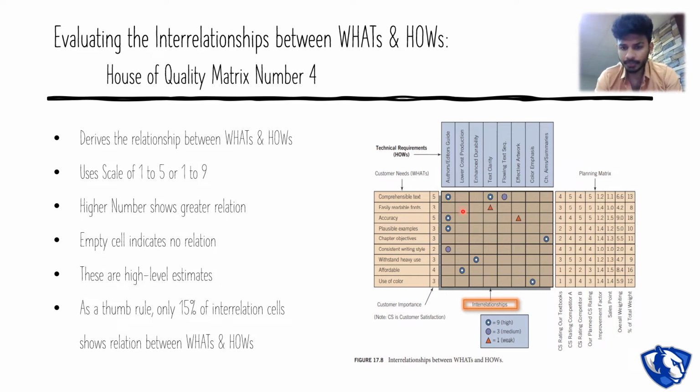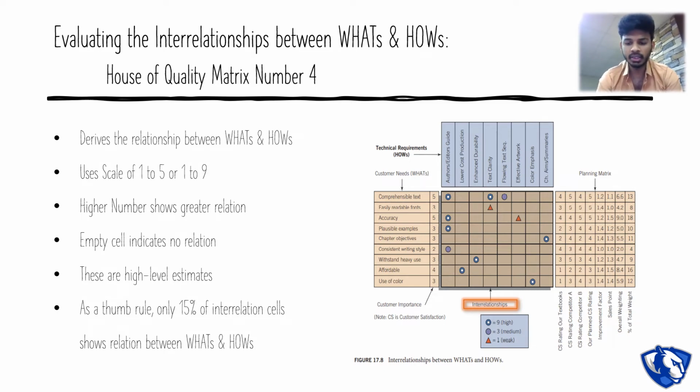So here if you could see empty cells, it shows there is no interrelationship. And one more thing is you have to be confident that at least one entry should be there. Consider if you don't have anything here, then this particular technical attribute needs to be removed. It doesn't make sense if you don't have any entry. As a thumb rule stated in the textbook, only 15% of interrelation cells show a relationship between the customer needs, the whats, and technical requirements, the hows.